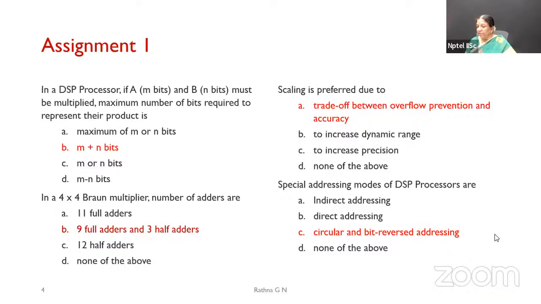There is a query: 4x4 Braun multiplier, please explain with the diagram. We'll go to the PPT later. Can we discuss this later? I'll be opening the Braun multiplier PPT and then explain it with respect to the diagram. Then it may become clear.